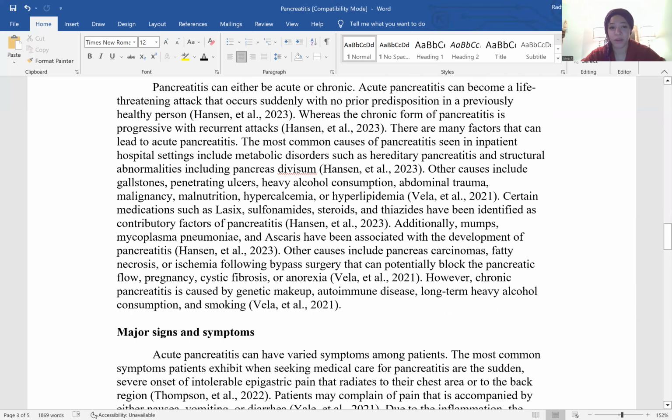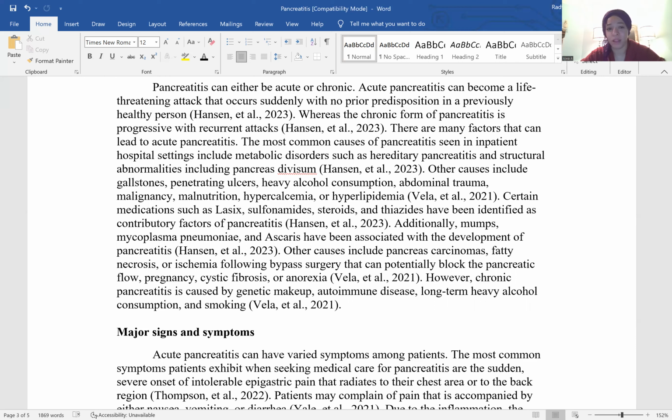For risk factors, pancreatitis can either be acute or chronic. Acute pancreatitis can become a life-threatening attack that occurs suddenly with no prior predisposition in a previously healthy person. Whereas the chronic form of pancreatitis is progressive with recurrent attacks. There are many factors that can lead to acute pancreatitis. The most common causes seen in inpatient hospital settings include metabolic disorders such as hereditary pancreatitis and structural abnormalities, including pancreas dysfunction.